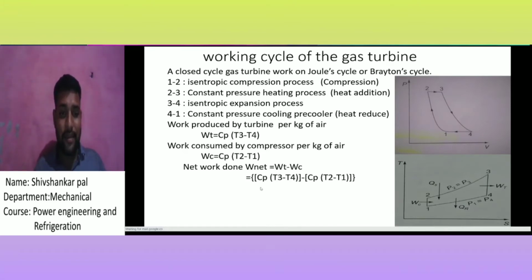So you can put the values of WT and WC. You can see in the figure Cp is constant, so take it common. Cp is common, then here we have T3 minus T4 and T2 minus T1.